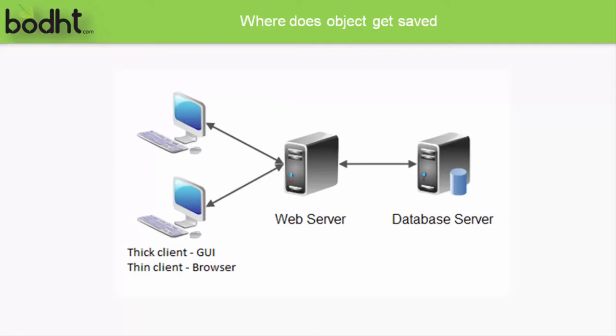So typically when we say enterprise solution, it would have three tiers. It's usually called client tier, web tier and database tier.